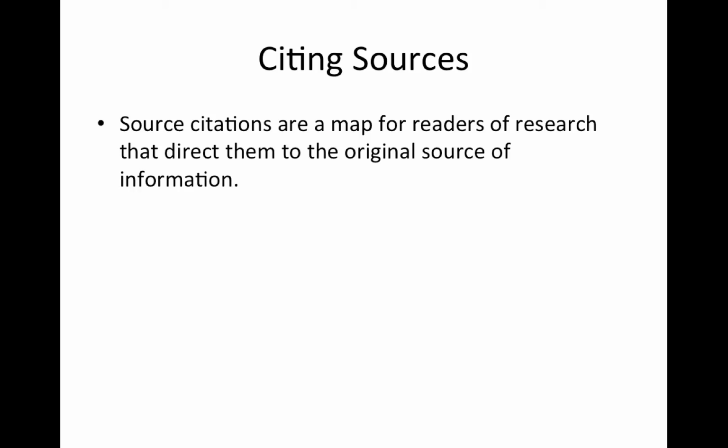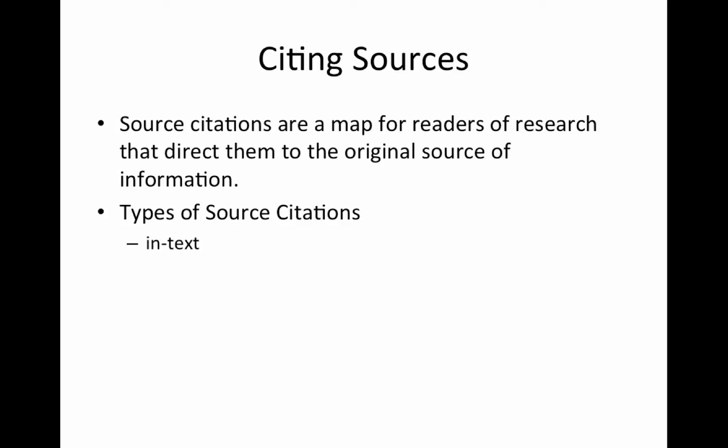When you think about source citations, you should think of them as a kind of directional sign. Citations guide the reader back to the original source so that the reader can determine the credibility of the writing as well as to get more information. There are two different kinds of citations.